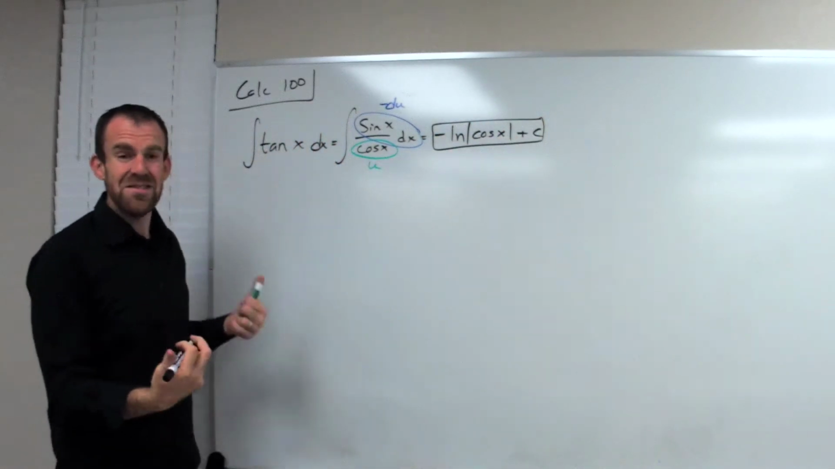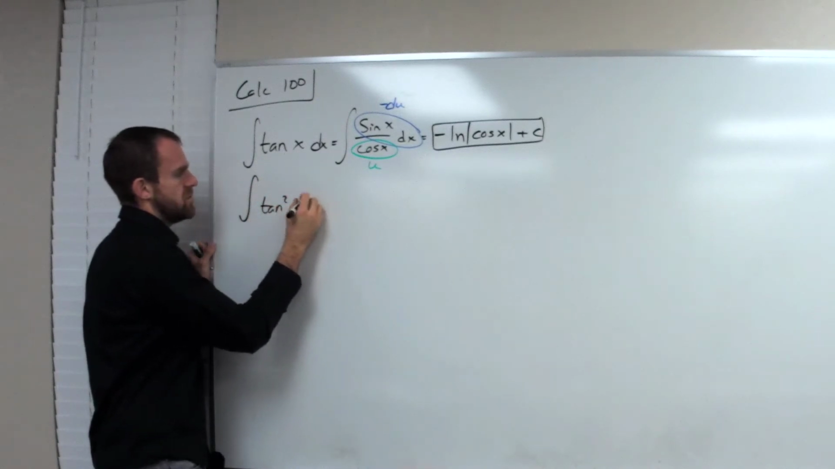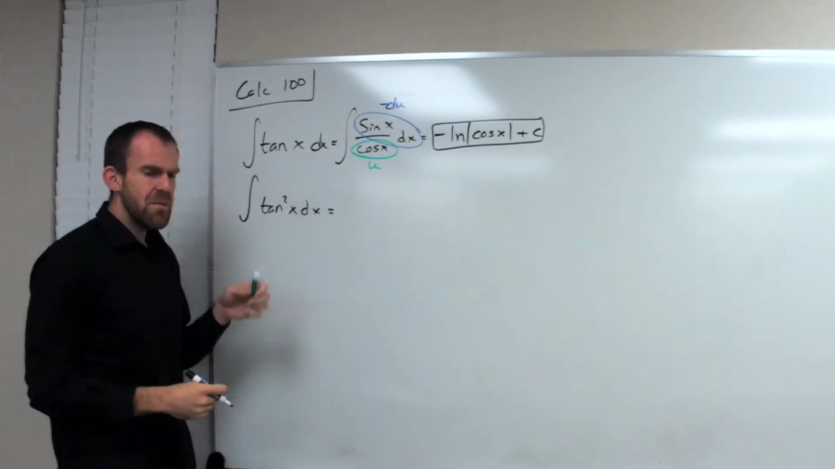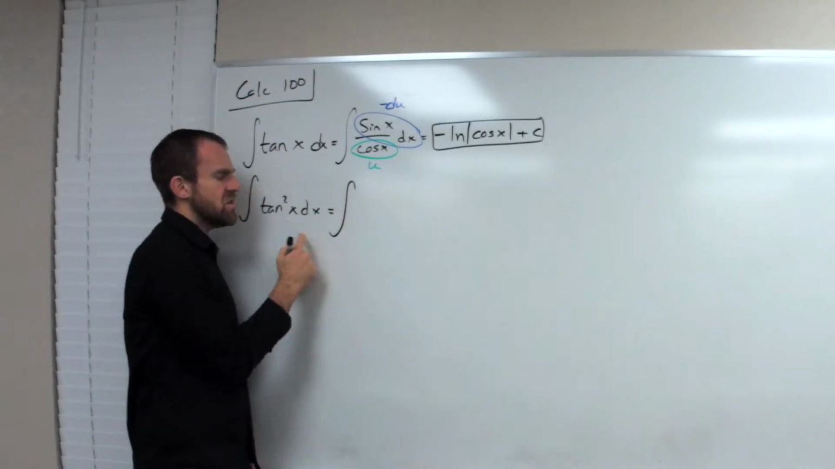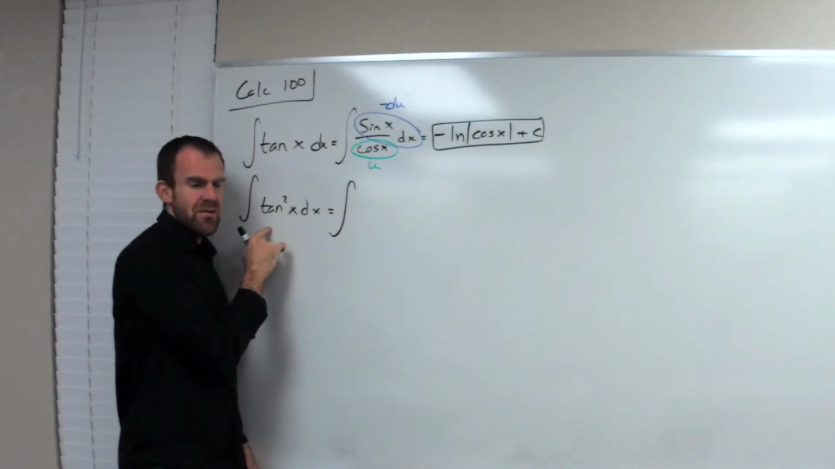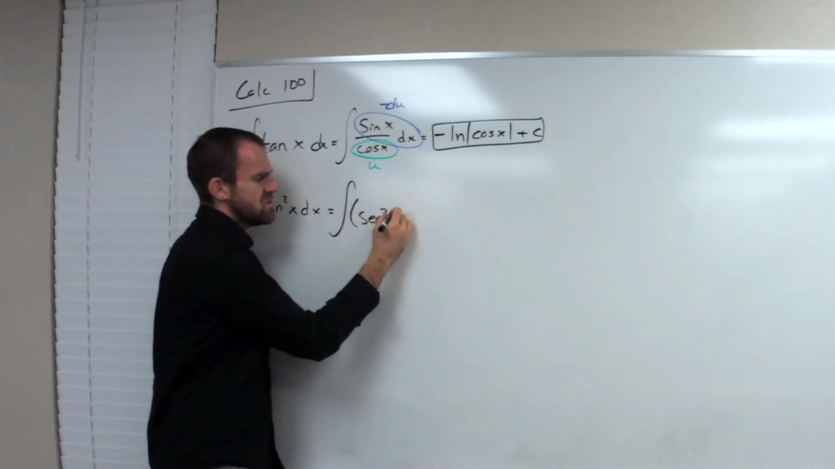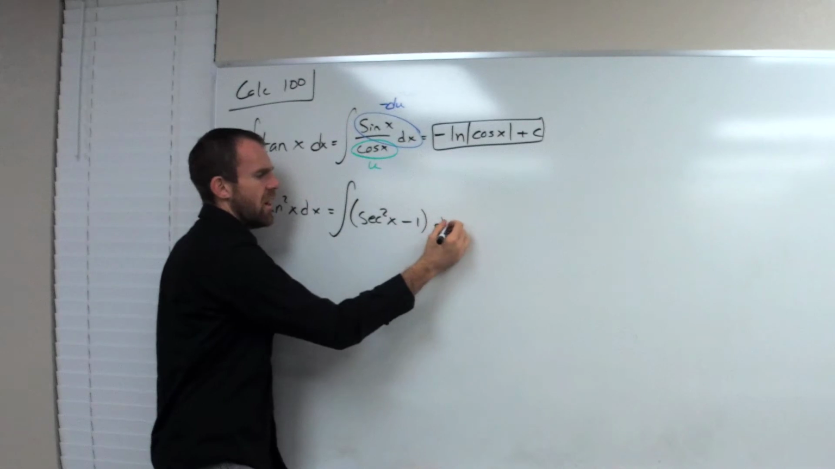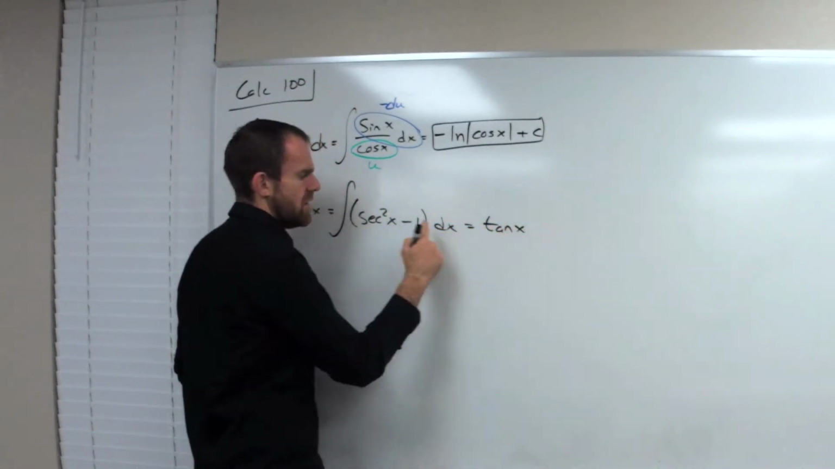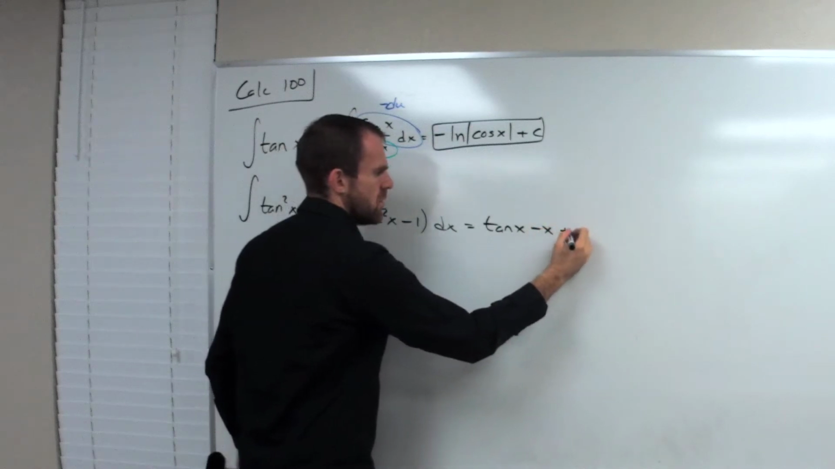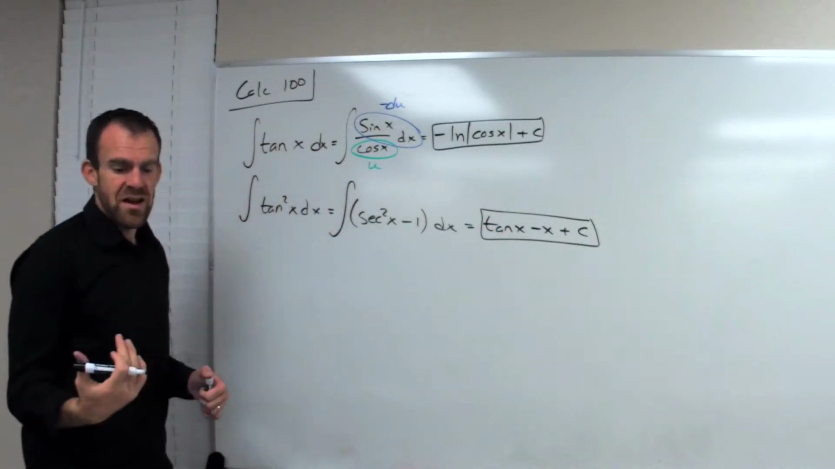Now, what happens if we have tangent squared? Well, I'm going to use one of my Pythagorean identities in order to solve this one. So, tangent squared, no bueno, but I can replace it with secant squared minus 1. I know the integral of secant squared, it's tangent. I know the integral of 1. And bam, there's my integral.